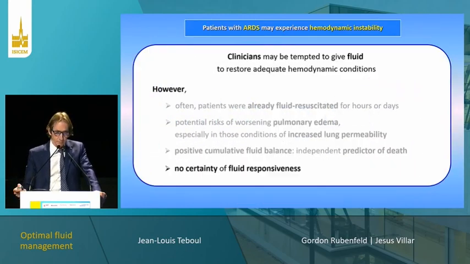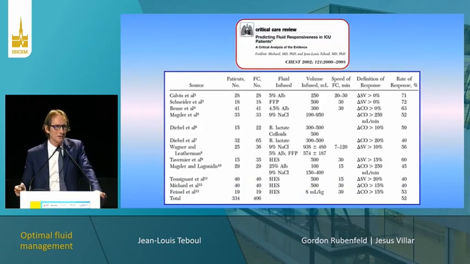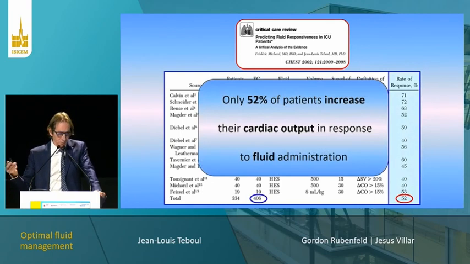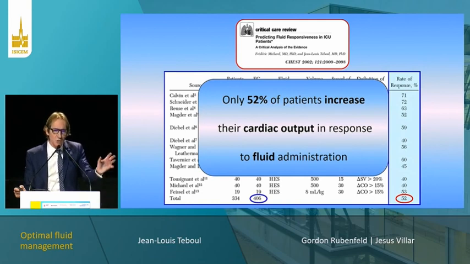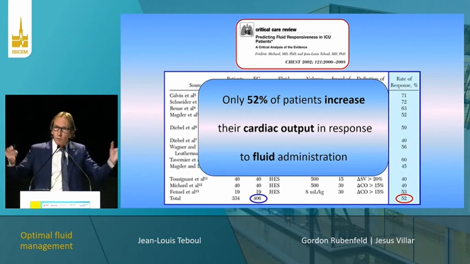Also, we have no certainty of fluid responsiveness in general in critical patients, especially in ARDS patients. This is a study we did more than 20 years ago now with Frédéric Michard, and we pooled all the studies that addressed the issue of fluid responsiveness at that time. Among 400 patients, only 52% of these patients increased their cardiac output in response to fluid administration. Therefore, not all the patients are fluid responsive in the ICU, even in shock.